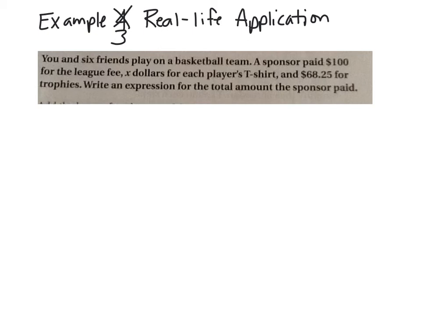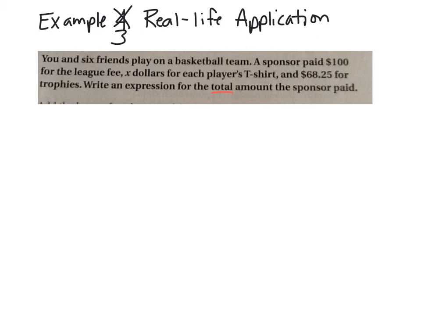So basically, this is a team that gets a sponsorship. The sponsor usually pays for the team to play, so the parents wouldn't have to pay for their kid to play. So it's talking about $100 for the league fee, X dollars for the players' t-shirts, and $68.25 for trophies. Write an expression for the total amount. So a couple of keywords in here. We've got the word total.